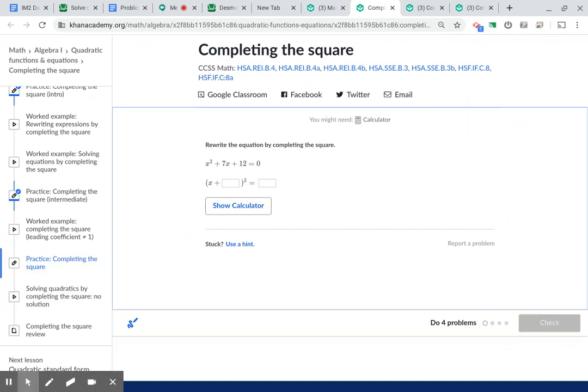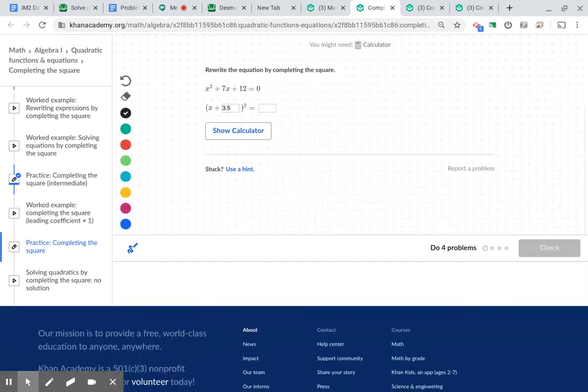Yeah, so the third one is the same thing. So 3.5. 3.5 squared is... Hey guys, I'm here. Ask me for help. That's what I'm here for.